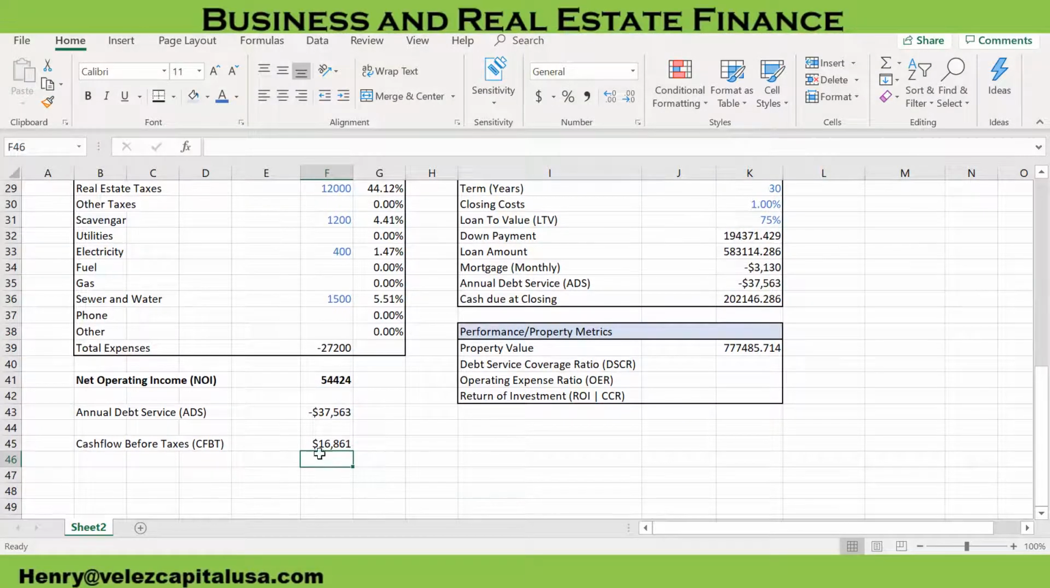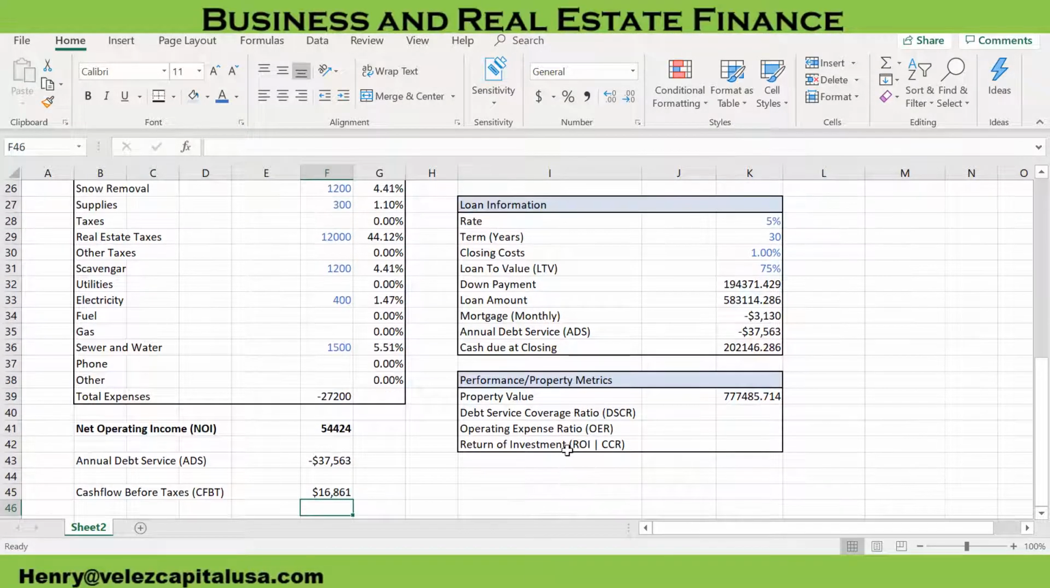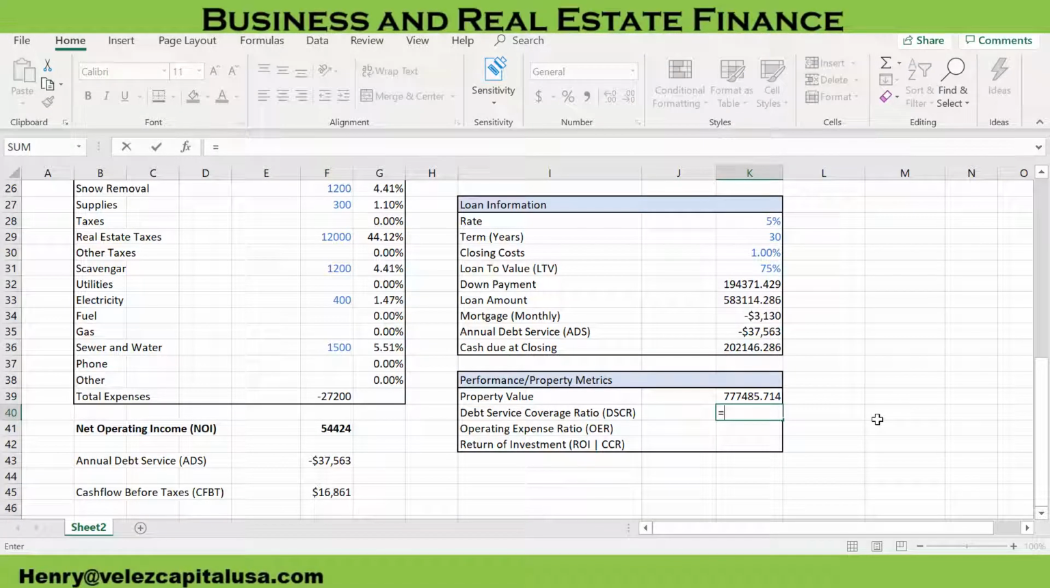So every year, you get almost $17,000. Now, some important ratios to have. The debt service coverage ratio is something that the lender will want to know before they give it to you. Do you have enough net operating income cushion to cover the annual debt service? Usually they want a 25% cushion, so they want about a 1.25, and that depends on you and your lender.